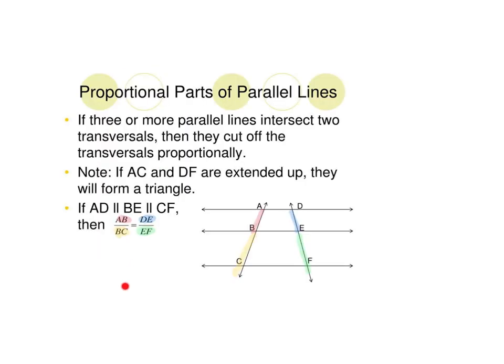All right, so here we are told that if we have 3 or more parallel lines intersect 2 transversals, then they cut off the transversals proportionally. So you can see that here in pink would be proportional to what we have in yellow, that's over here. And then here on this side we have what is in blue to what is in green, and that is over here. And on the next slide, we're going to look at how we can use this information in a problem.